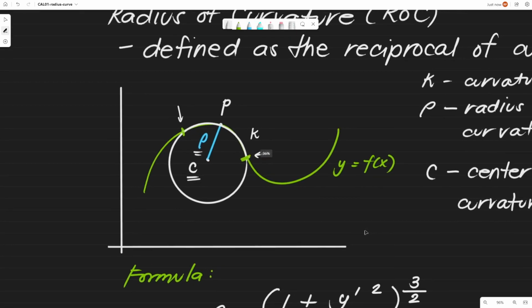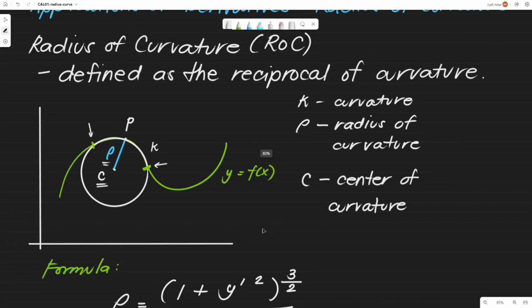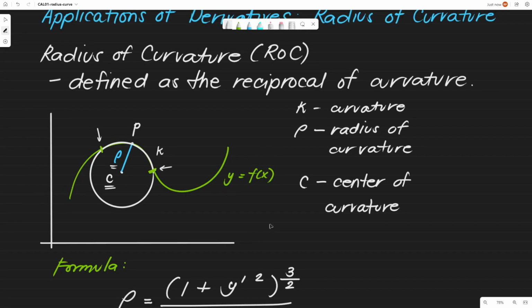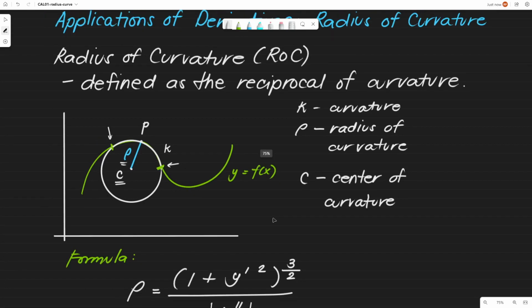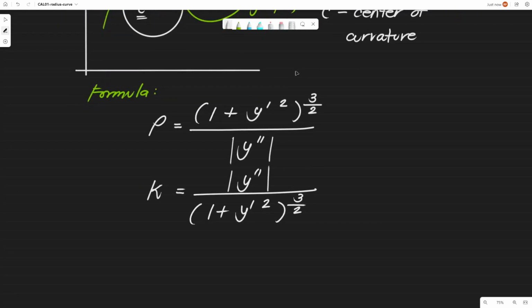So those are our symbols. We have here K is the curvature, rho is the radius of curvature, and C is the center of curvature. So we have formulas that we are going to use to compute for the radius of curvature. Now we have here rho is equal to the quantity of 1 plus the first derivative squared, the quantity raised to 3 over 2, all over the absolute value of y double prime.